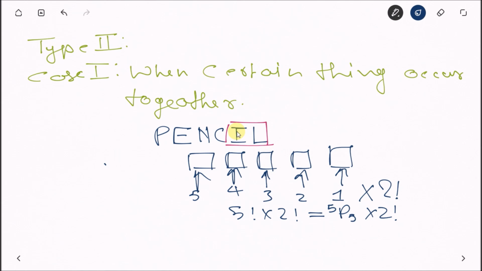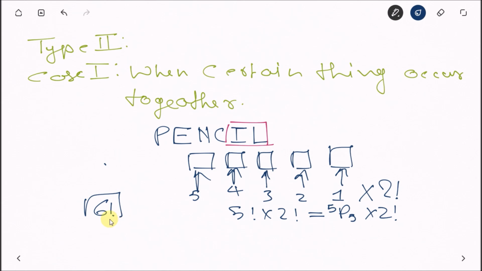If it is saying that I and L should not be together, then first we will figure out the total number of words that can be formed with PENCIL. So 1, 2, 3, 4, 5, 6, 6 letters. So 6 factorial words are the total words that can be formed.